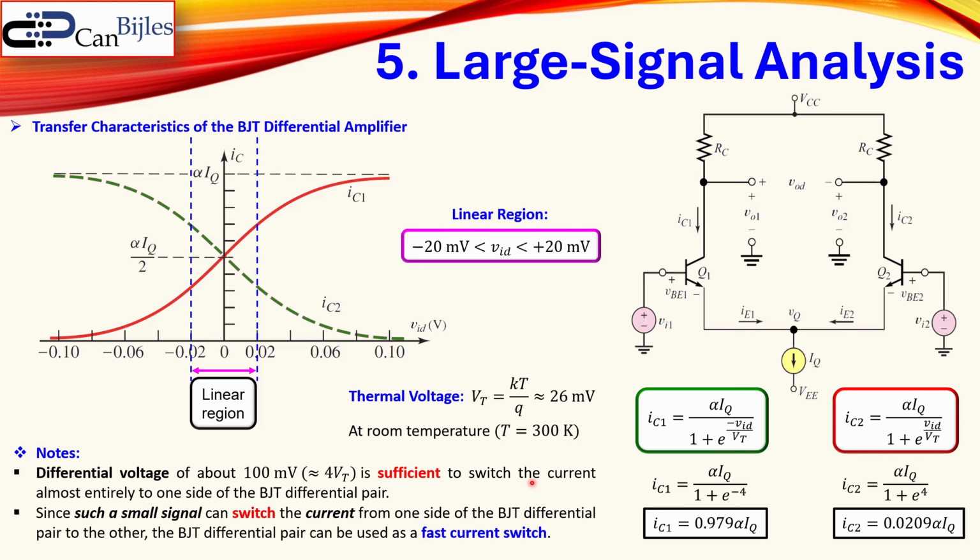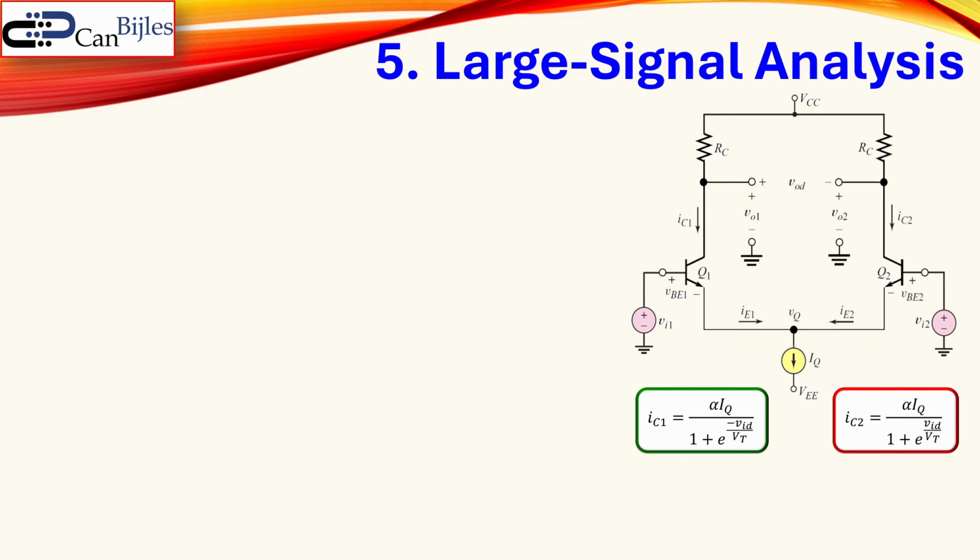We also recognize the following. Since a small differential voltage here will create a huge change in the currents from the left to the right leg of our differential pair, we can say such a small signal can switch the current from one side of the BJT pair to the other. That means this is actually a very fast current switch. So it's very useful if you want fast switching in current applications. Okay, let's now continue and look at this in more detail.